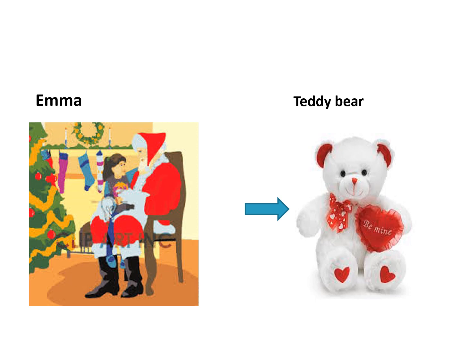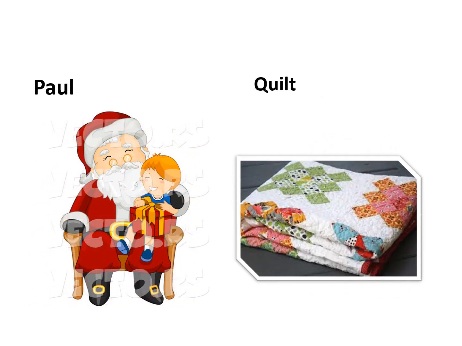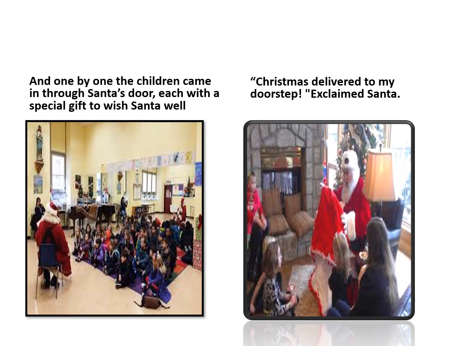Then a little girl named Emma entered Santa's house and brought a teddy bear for Santa. He was very happy to receive such a beautiful gift from a little girl. Then a young boy named Paul entered, and he had a very beautiful red package with him. He told Santa that his family knitted a quilt for him to keep him warm. And Santa was overwhelmed by his gift. One by one, the children came in through Santa's door, each with a special gift to wish Santa well. "Christmas delivered to my doorstep!" exclaimed Santa.